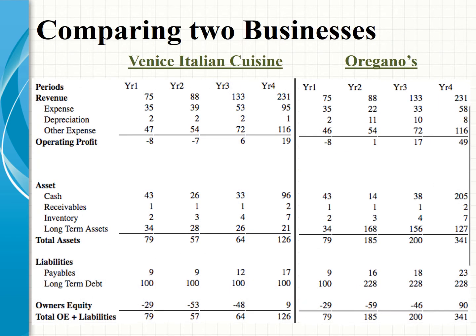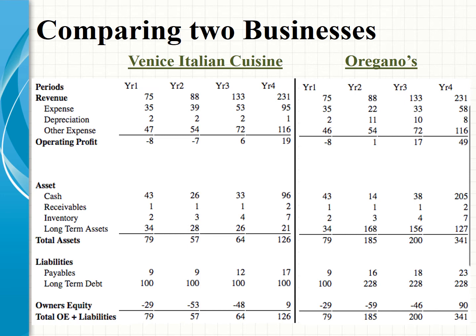In this section, we will compare the Venice Italian Cuisine restaurant with the Oregano's restaurant. Although the Venice Italian Cuisine restaurant has been liquid since year one, it did not make a profit during the first 2 years. This really worried the Epicitos. Mr. Epicito understands that it is normal for a new restaurant to operate with a loss during the first 3 years. However, when the restaurant operated at a loss during year 2 and made very little profit in year 3, the Epicitos decided to do a competitor analysis.